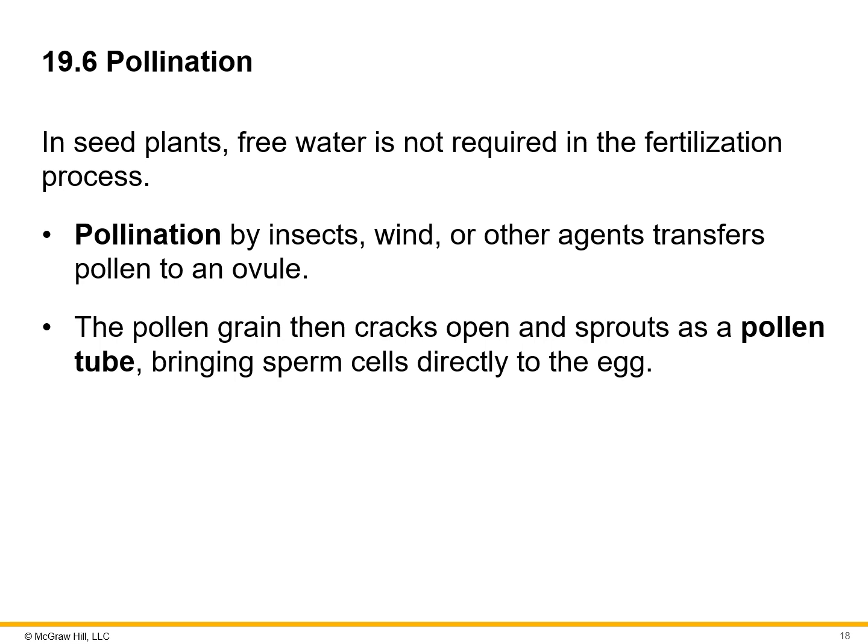So then pollination. Free water is not required for that fertilization process, again evolving or moving away from the need for water. So pollination by insects, winds, or other agents essentially transfers the pollen, the male, to the female, to the ovule. Then the pollen grain cracks open and sprouts what's called a pollen tube, and that brings the sperm directly to the egg inside the ovule.